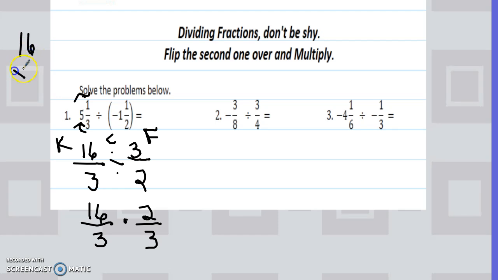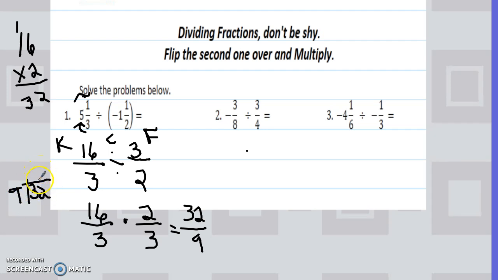So when I do 16 times 2, 2 times 6 is 12, 2 times 1 is 2, plus 1 is 3. I get 32 ninths. Well, 32 ninths is improper. I'm going to have to Tybo it. It's going to go in there 3 times. 9 times 3 is 27. Gotta borrow. I get 3 and 5 ninths.